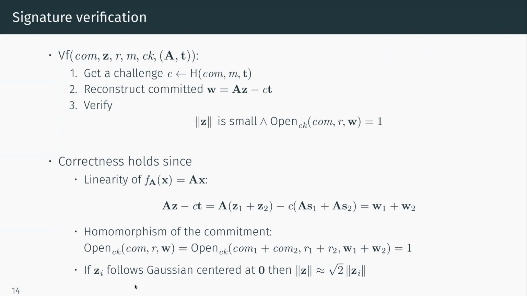And we have to be a bit careful about the bound for the output signature. Especially if each share of Z follows a Gaussian centered at 0, then basically the norm of Z grows by a square root of 2 when it's a 2-party protocol.